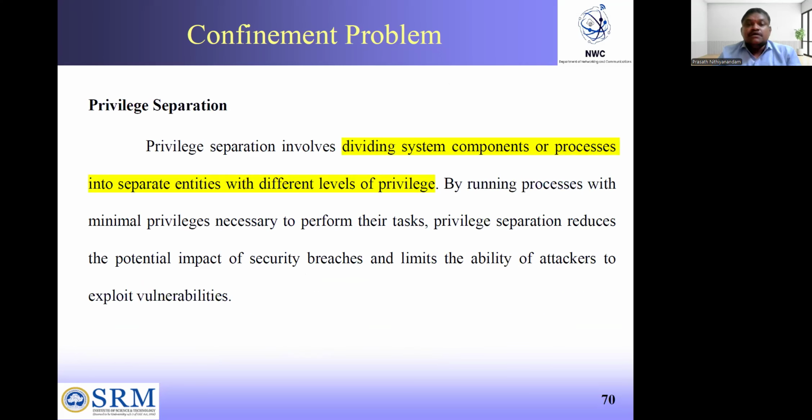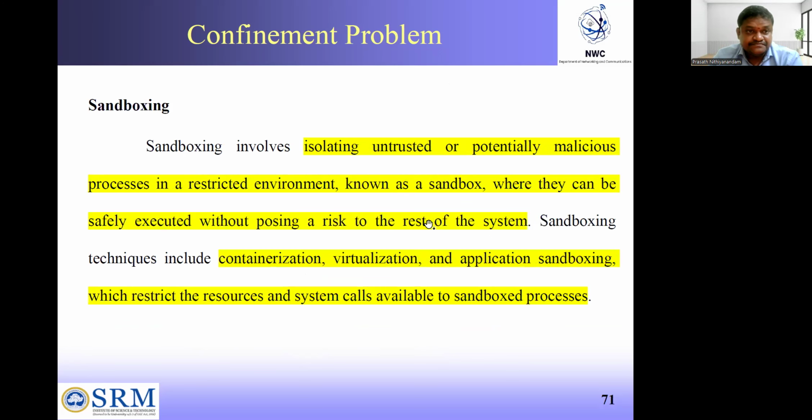The next one is privilege separation. Privilege separation is the practice of segmenting system components or processes so each runs with the minimum privileges required. For example, web browsers often isolate each tab in its own process. So if one tab is compromised by malware, it can't easily affect others or the entire system.